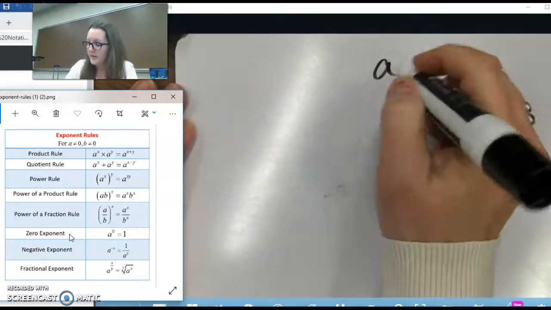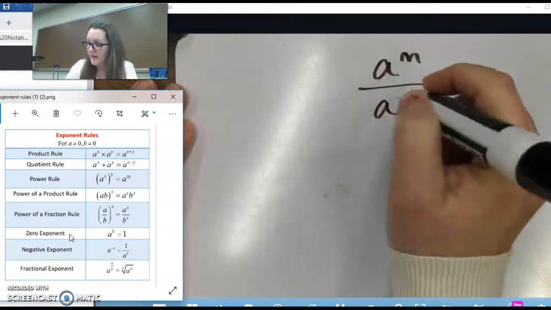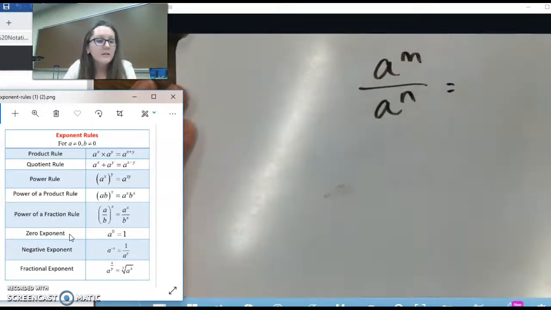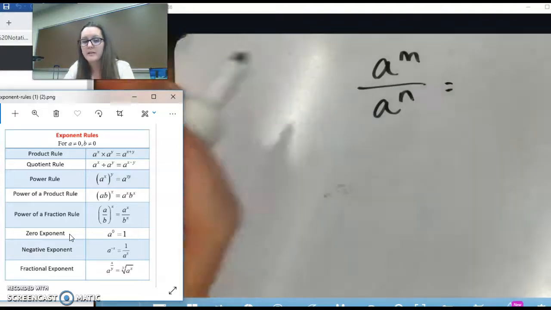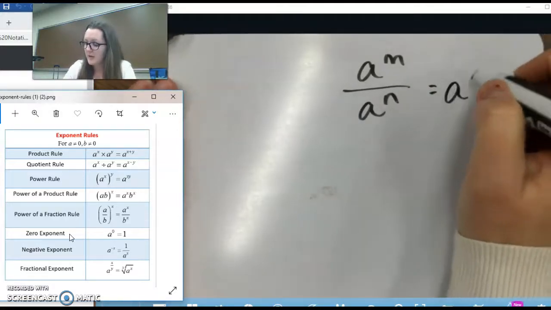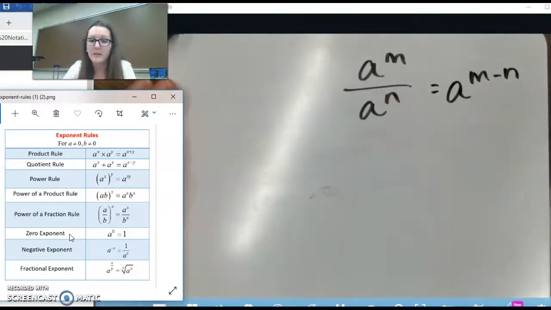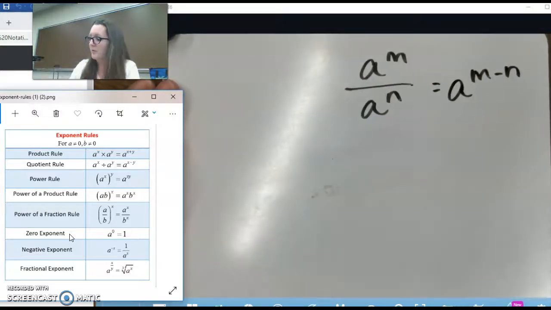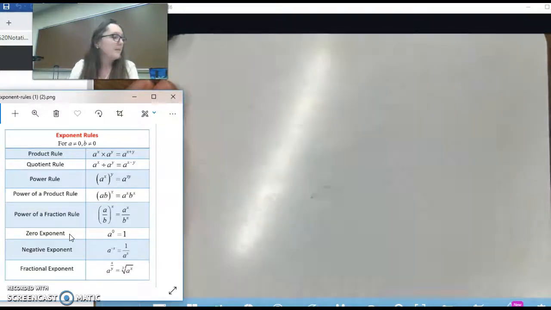Next one is a to the m divided by a to the n. This is your quotient rule, sorry. So we're subtracting, just like multiplication. Multiplying is adding, dividing is subtracting. So it's a to the m minus n. It gets a lot more fun when we put numbers with it, promise.